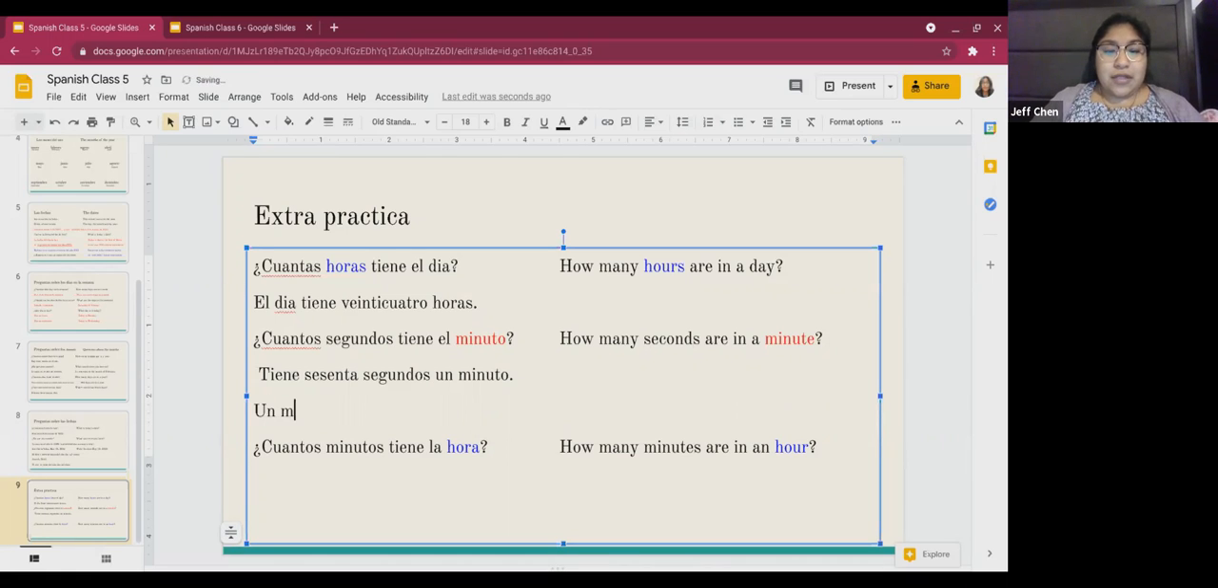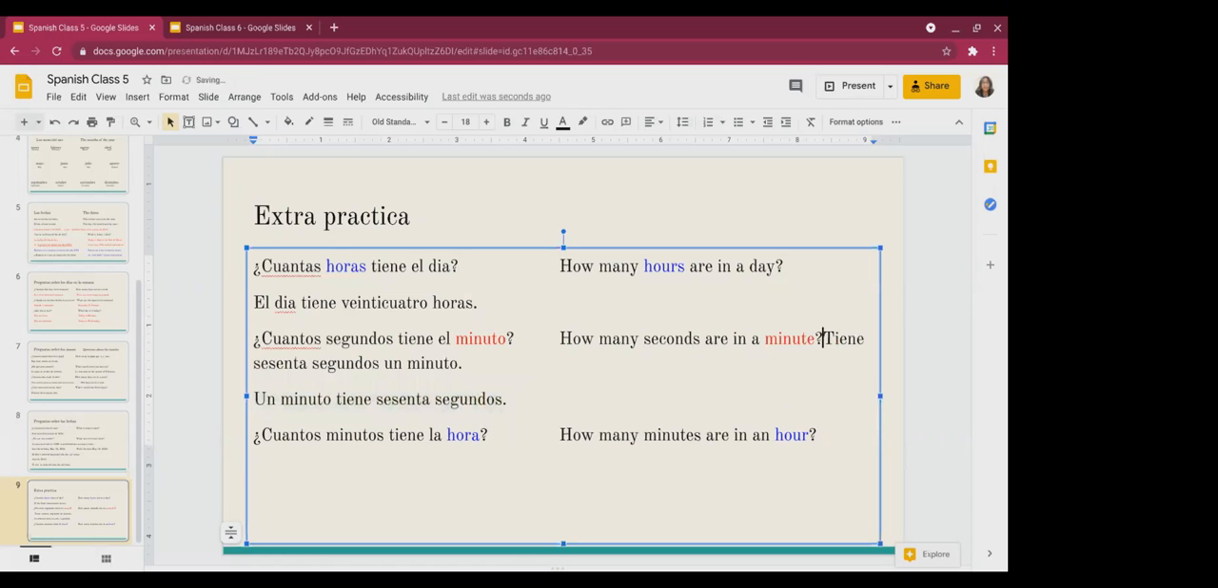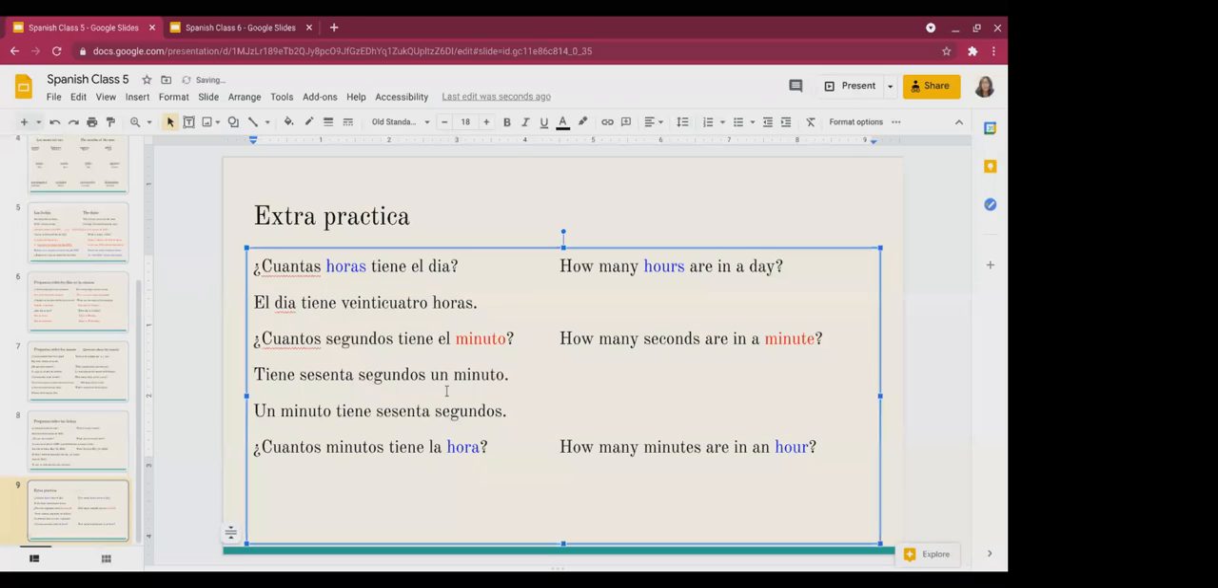So you could also say "un minuto tiene 60 segundos." So either way, it can be correct? Yes, it's also correct either way. Okay, so "tiene 60 segundos un minuto," or you can write "un minuto tiene 60 segundos," right? They're both the same.